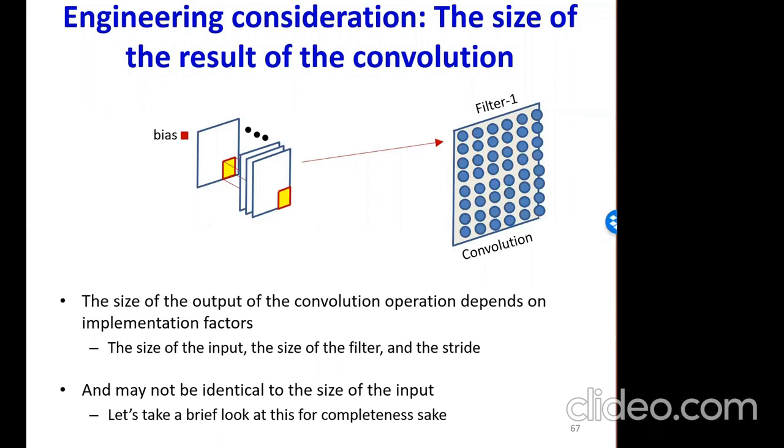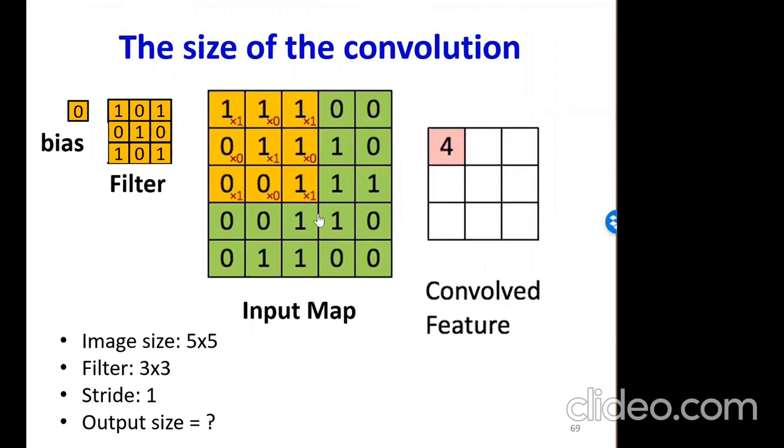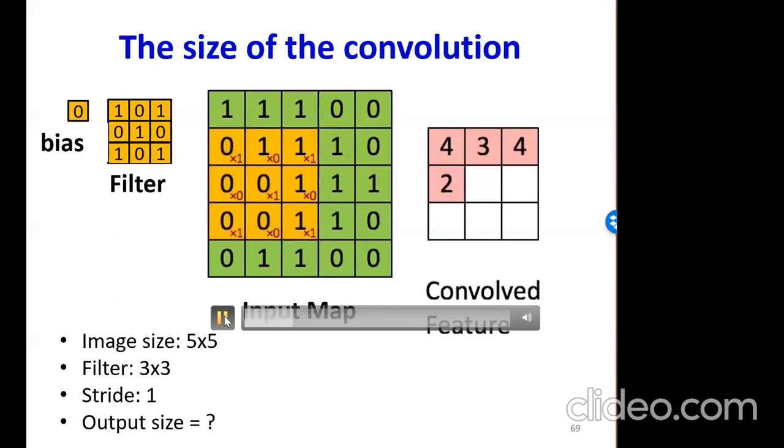Consider this example. The input here is 5x5. The filter size is 3x3. The stride is 1. How many steps can the filter take before it falls off the edge, before it sort of leaks out of the edge? Anyone? Just 3, right? Which is why the output is 3x3.